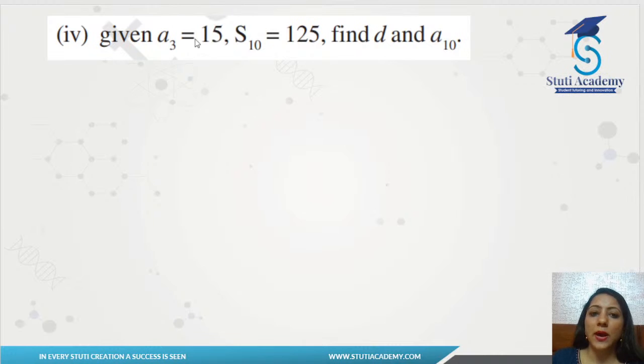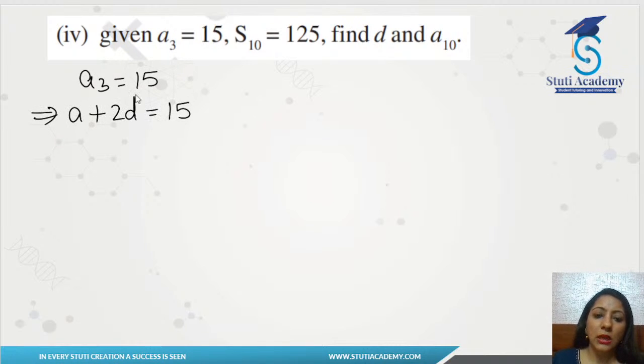Now coming to the next one, we have A3 as 15, S10 is 125, this we know. We have to solve for D and A10. So first of all, we know A3 is 15. So we can write this one as A plus 2D is equal to 15.